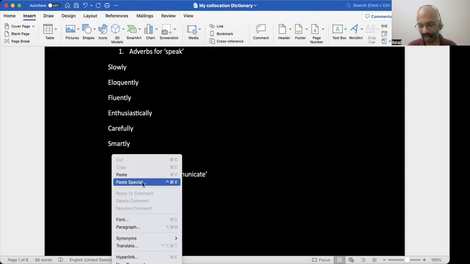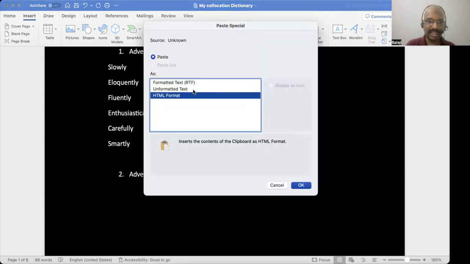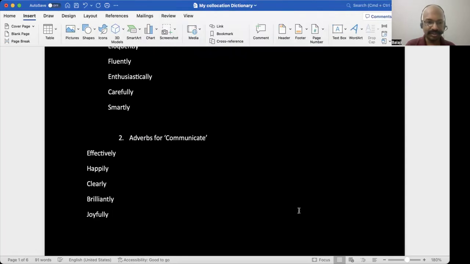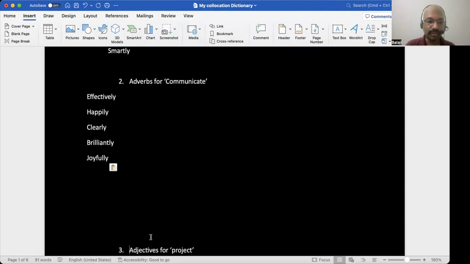Before that, think what kind of adverbs, the words ending with ly, that you can use for communicate. So it's similar to speak, we can have many words. Here are some examples. Communicate clearly, communicate joyfully, and so on. Now, can you use these word combinations and make sentences? Try to make questions also. Does he communicate effectively? So you can frame questions also.